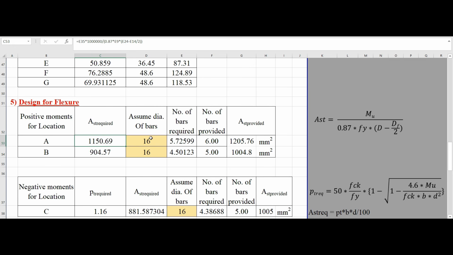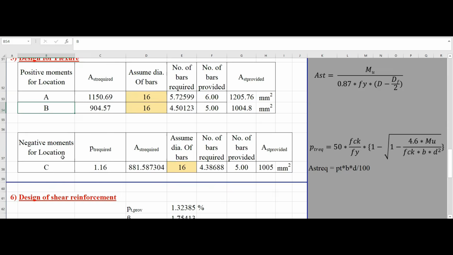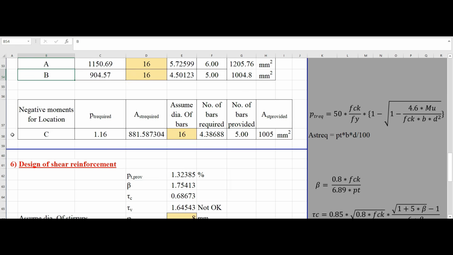So here we will assume 16 mm dia bars. So we will get the number of bars required as 5.72. So here we have provided 6 bars. Similarly, we will calculate the reinforcement required for resisting the bending moment at location B, and the negative reinforcement that is required to resist the bending moment at C.